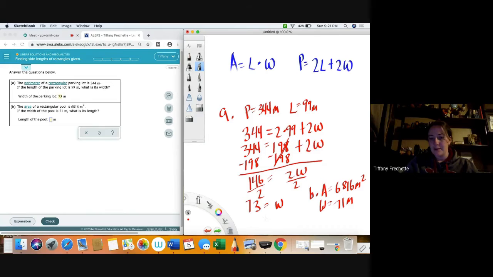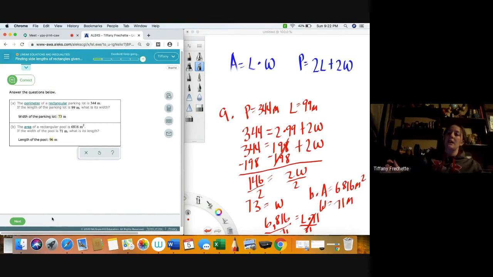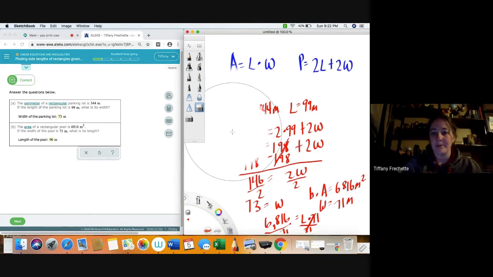So we have 6,816 equals length times 71. So all we have to do to solve this one is divide both sides by 71, because that's how we undo multiplication. L times 71, so that means multiplication. Undo multiplication, so we have 71 divided by 71. We divide both sides. We just need to figure out what is 6,816 divided by 71. And that equals 96. 96 in here, and we click check. Yay, we got one all finished up here.